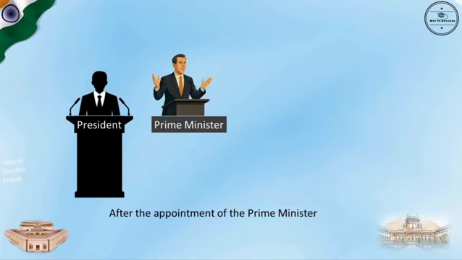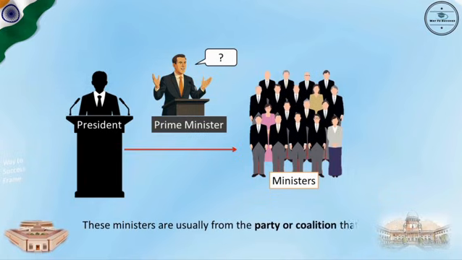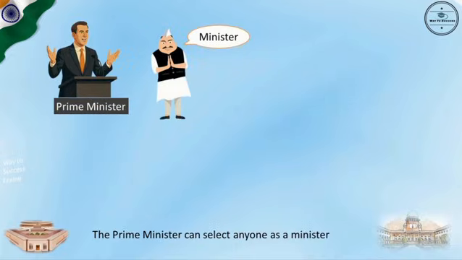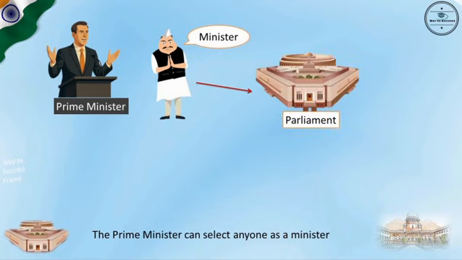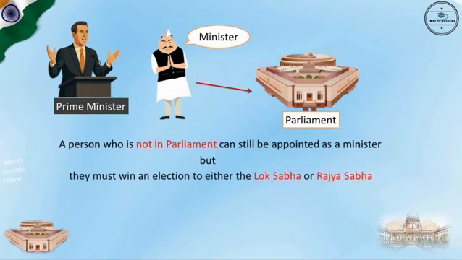After the appointment of the Prime Minister, the President appoints other ministers on the advice of the Prime Minister. These ministers are usually from the party or coalition that has the majority in the Lok Sabha. The Prime Minister can select anyone as a minister, but they should be a member of Parliament. A person who is not in Parliament can still be appointed as a minister, but they must win an election to either the Lok Sabha or Rajya Sabha within 6 months.